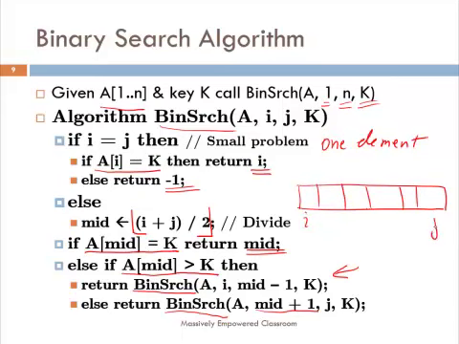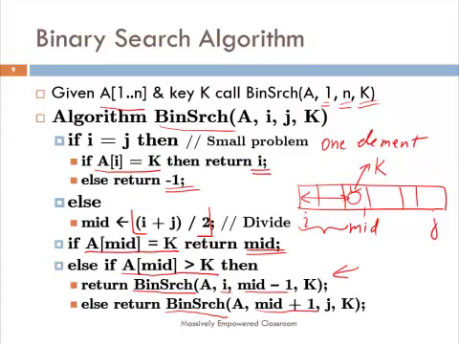This was i, this was j, and we found the midpoint. The value here, whatever it is, we compare that with the key k. If that A mid is greater than k, that means the key must be present in this part. So what do we do? We go from i to mid minus 1. Exactly this part of the array needs to be searched.